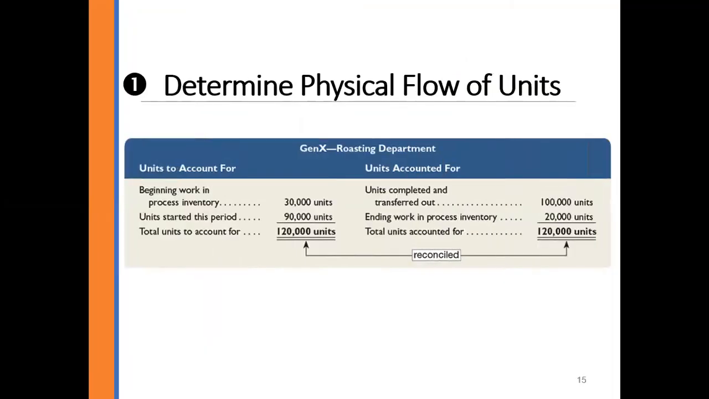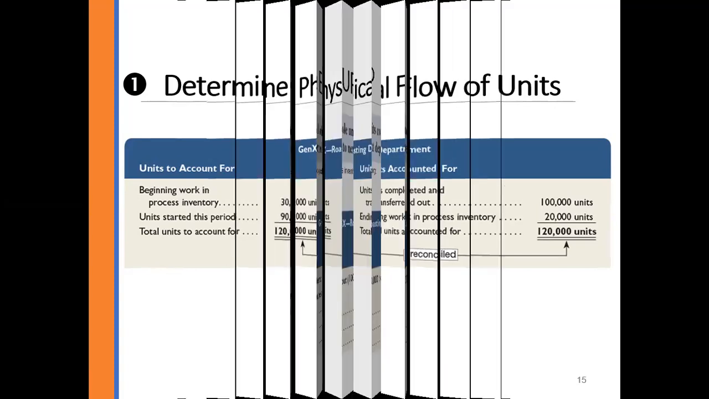So here's step 1, determining the physical flow of units. We're going to have a PowerPoint slide for each of these steps, and then we'll get to the entire production cost summary that puts all 4 of these steps together. So again, we had 30,000 to begin with. We started another 90,000. So that's 120,000 units we had going in April. Then we get to the end of April, we transferred out 100,000 to finished goods. So we've got 20,000 in ending work in process, right? So we've reconciled between what we began with and what we ended with, right?